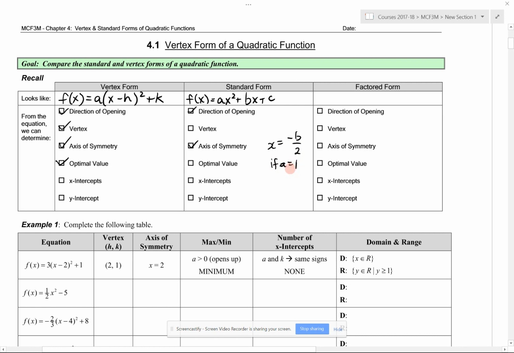And we also have the factored form. And the factored form looks like this: f of x equals a times x minus r times x minus s. And the factored form is very useful for us when trying to determine the x-intercepts.